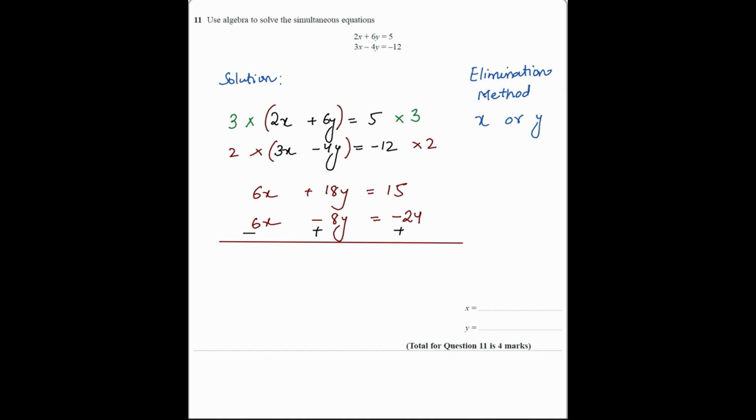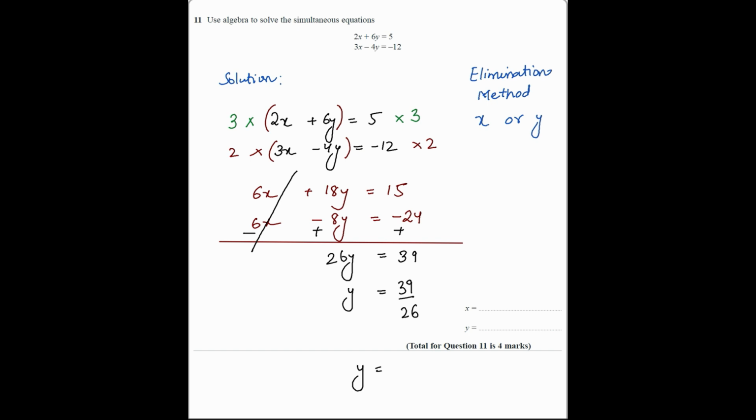And then after this step, we can cancel 6x minus 6x. This one is plus 18y plus 8y. So that would give you 26y equals 15 plus 24. That is going to be equal to 39. Now 26y means 26 times y, so 26 will divide on the other side. 39 will remain as it is, and 39 divided by 26 will give us 3 over 2.